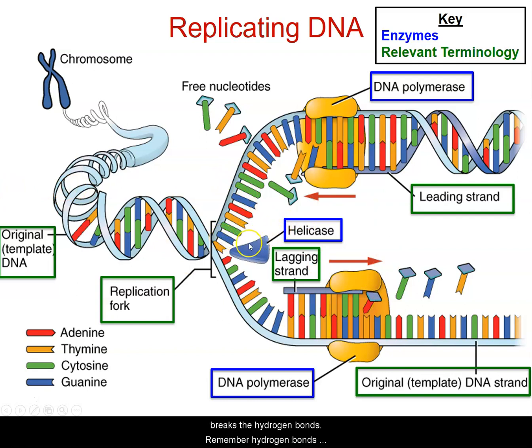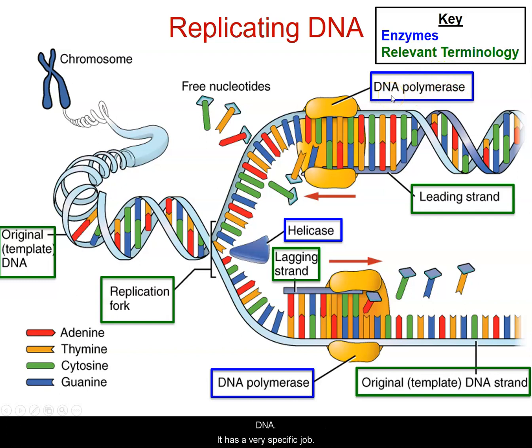And how it does this is it breaks the hydrogen bonds. Remember, hydrogen bonds are weak. Hydrogen bonds are temporary. So hydrogen bonds can be broken easily, and helicase is the way it happens. DNA is unzipped using helicase. DNA polymerase is on the top and on the bottom. DNA polymerase is an enzyme, ASE, that makes a polymer of DNA, DNA polymerase. DNA polymerase is an enzyme that makes more DNA.